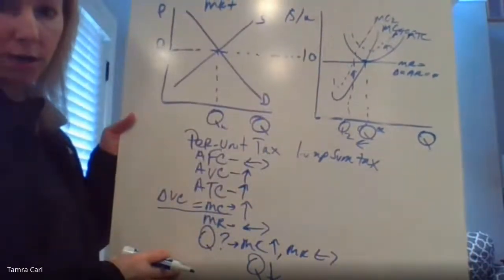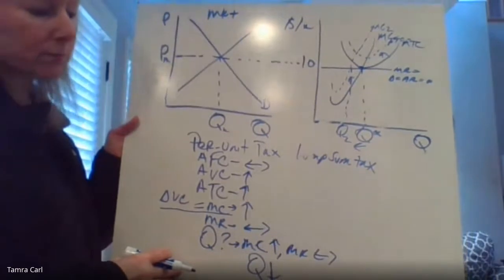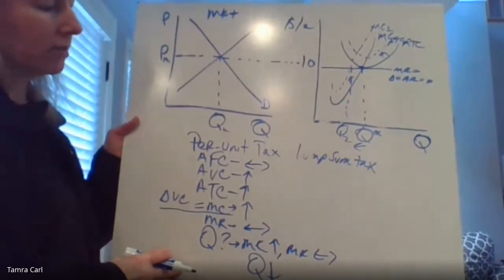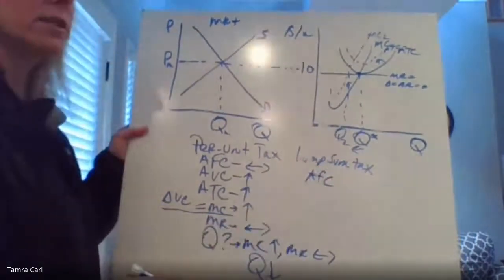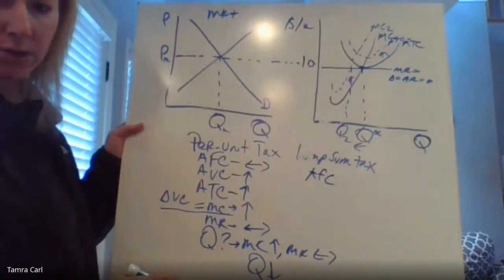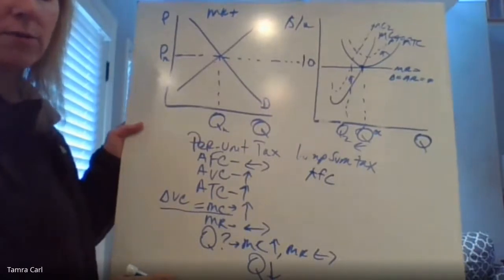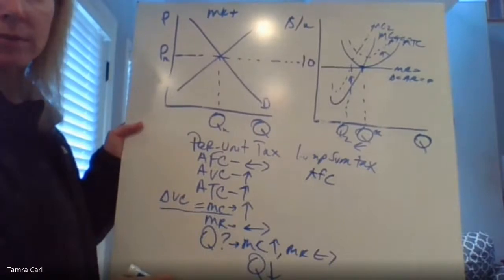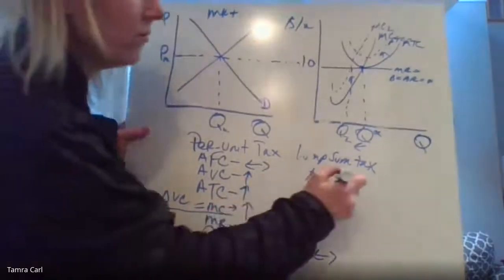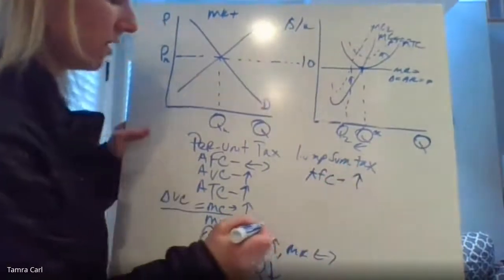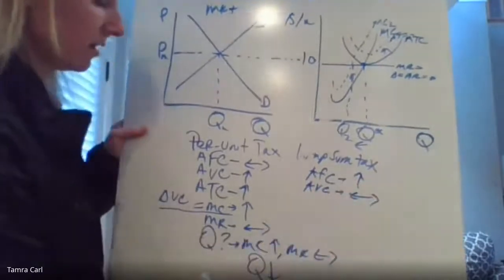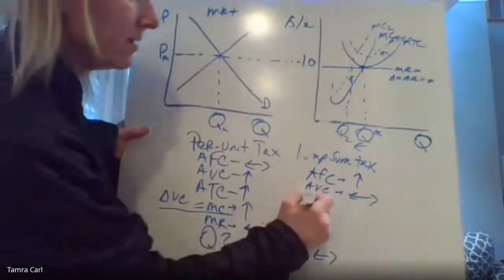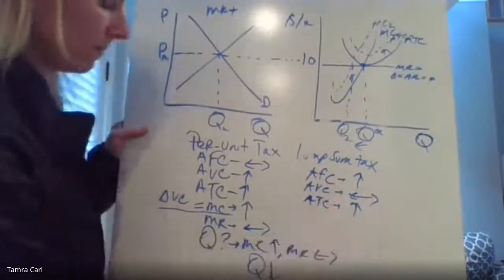Now, if we were talking here about a lump sum, remember that a lump sum is everybody has to pay a particular amount. I don't care how much you make. I don't care if you make 1 unit or if you make 5,000 units. Everybody has to pay $100 of a lump sum tax to the government. And so therefore, my average fixed cost will go up. My average variable cost will not change because it's not dependent upon output. My ATC will go up.